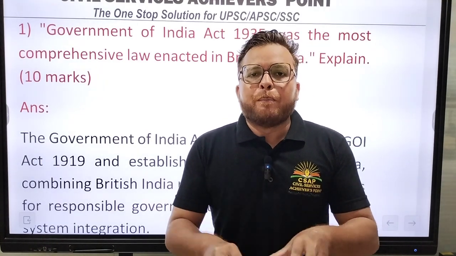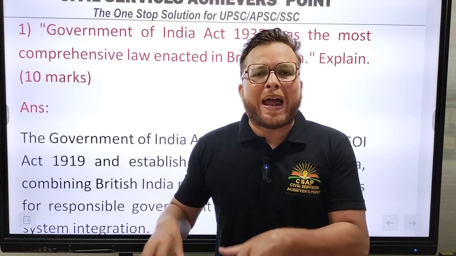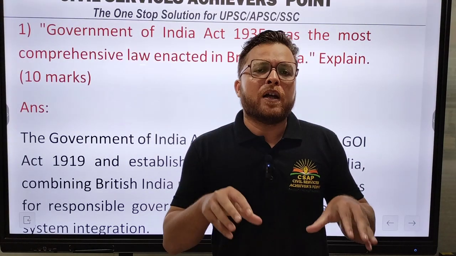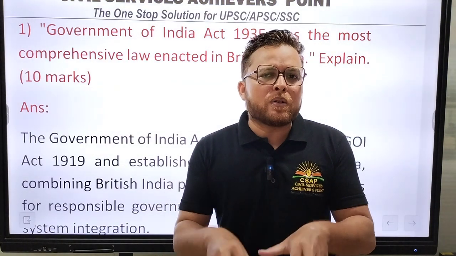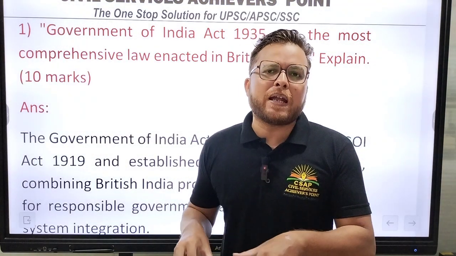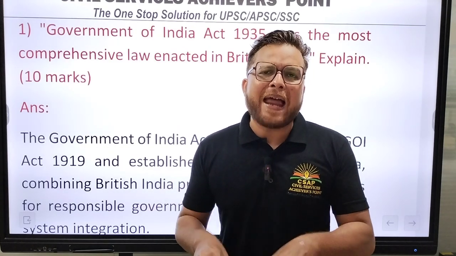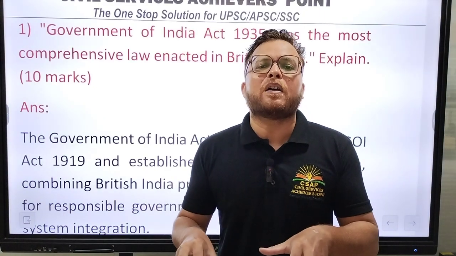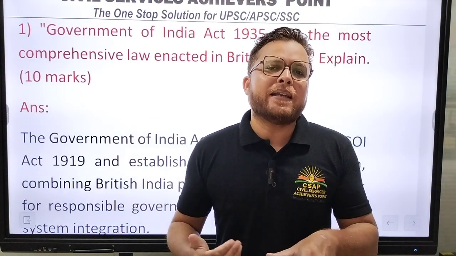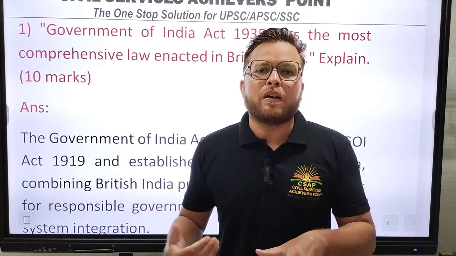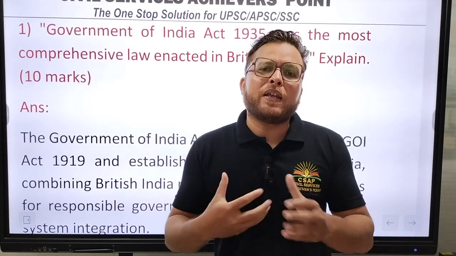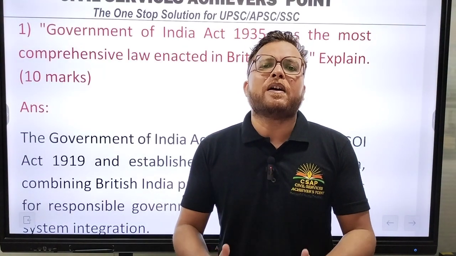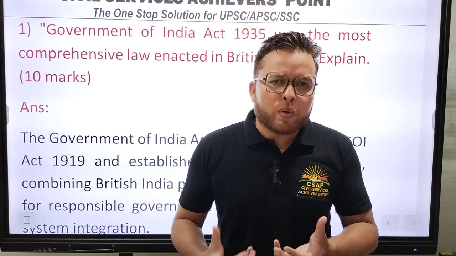Now, the composition of these two houses was radically changed, and they came to be known as the Council of States and the Central Legislative Assembly. The Council of States was also known as the Upper House, and the Central Legislative Assembly came to be known as the Lower House. And I'm coming to the most interesting part now.